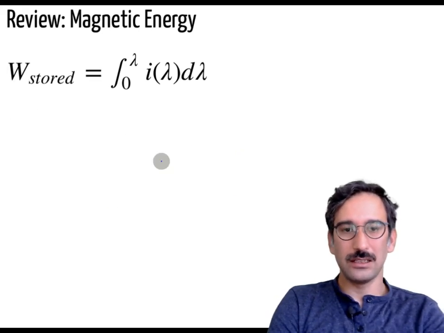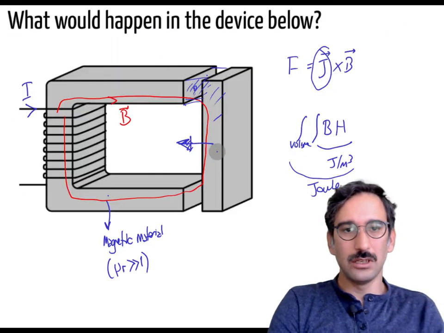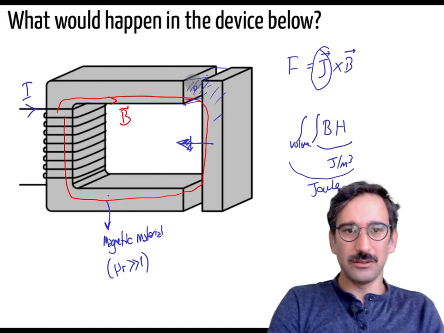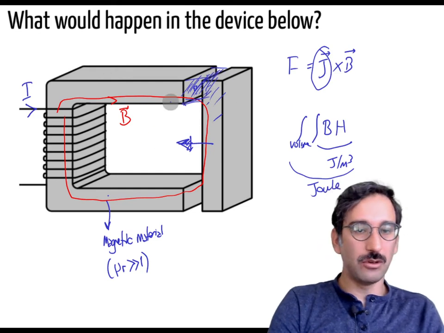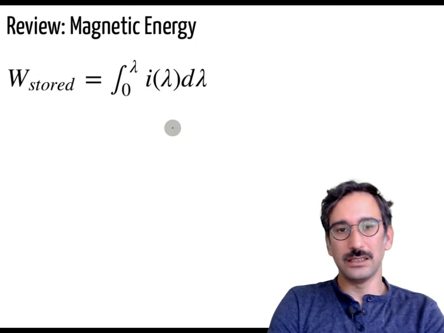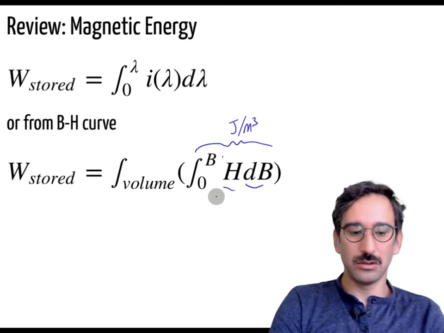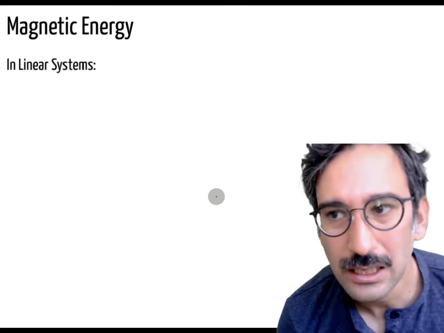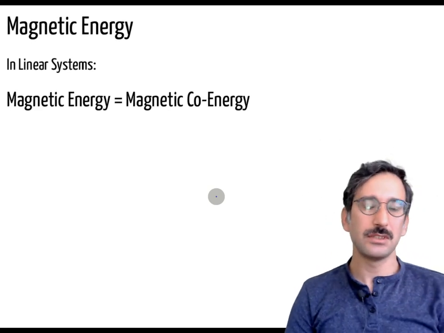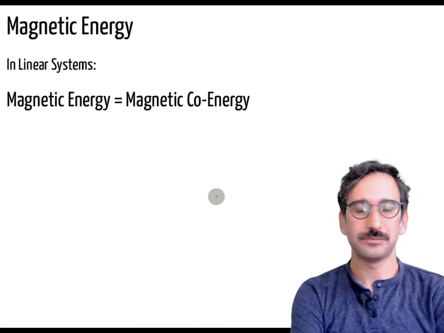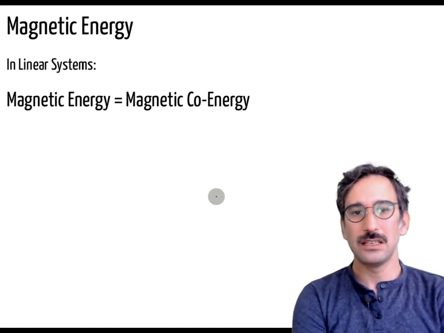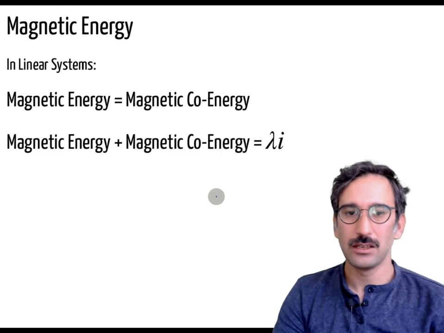Then you integrate, let me go to the previous slide. So you can get it at one point, and you can integrate it over that air gap or over all the core to find the total stored magnetic energy. So that is important. And again, we know in linear systems, from the graphics that I showed you, the magnetic energy is equal to the magnetic co-energy.